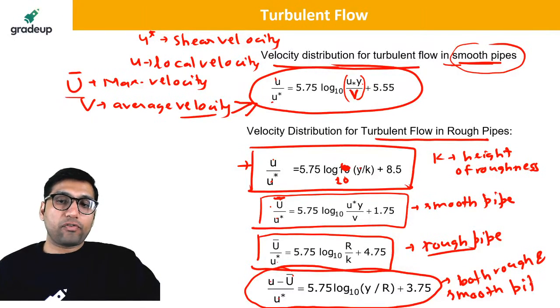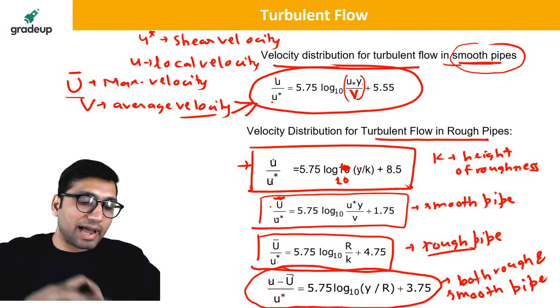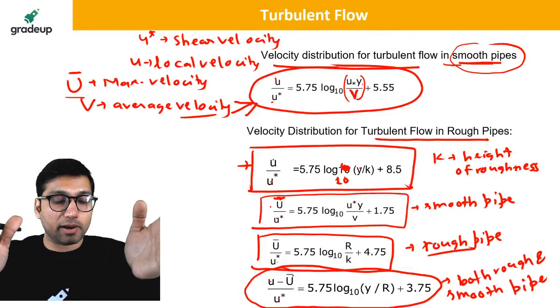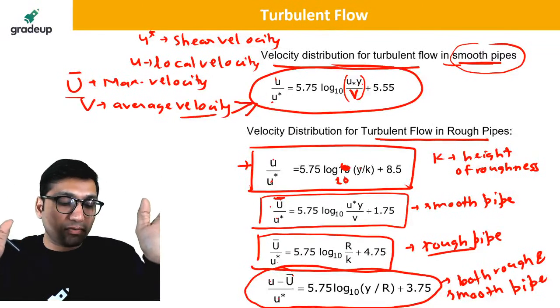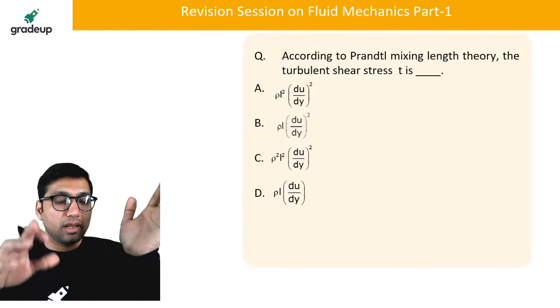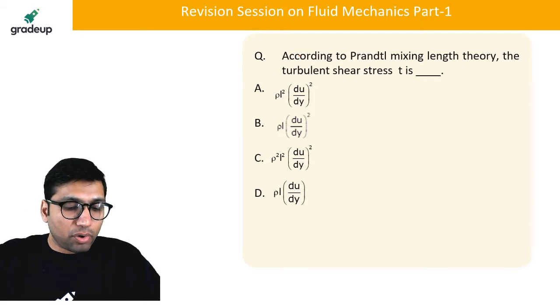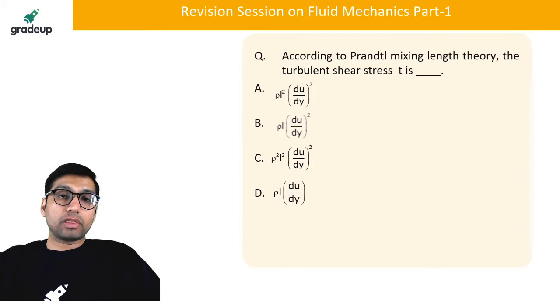Okay, so in turbulent flow I told you there are different types of correlation, but whatever correlations I have shown you here, only these are important for you to remember. You just have to remember these correlations. Now let us quickly solve a few problems on turbulent flow so that we can move on to the next topic, which is boundary layer.